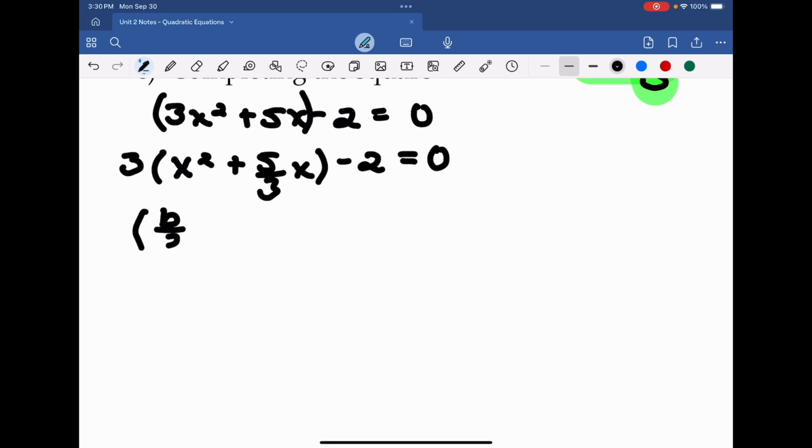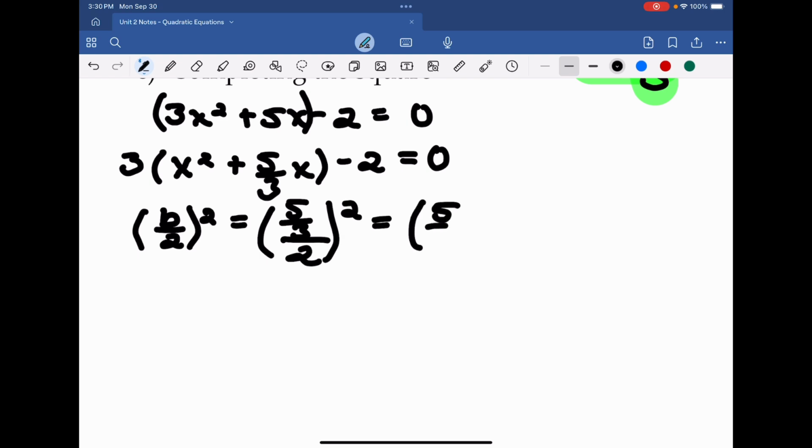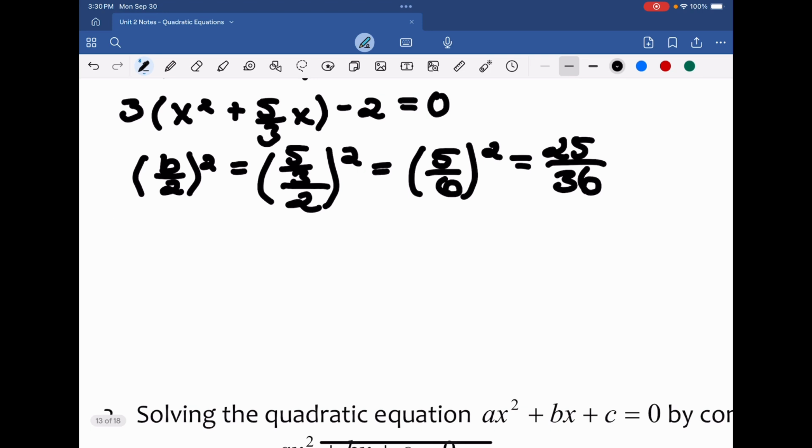Now we're going to take this and go b divided by 2 all squared. This is going to be equal to 5 over 3 all divided by 2 squared, which is the same as 5 over 6 squared, which is equal to 25 over 36. Okay, now we're going to plug this back in.